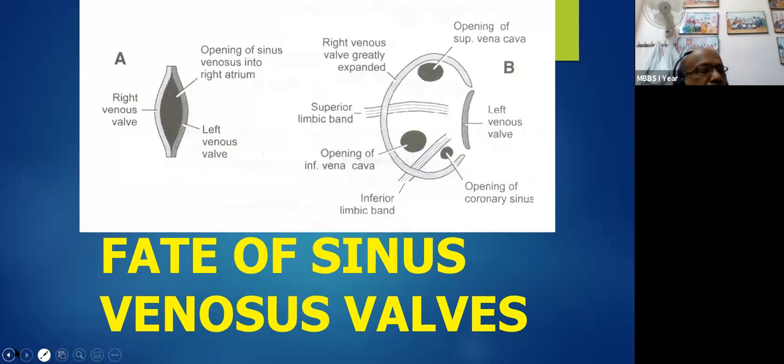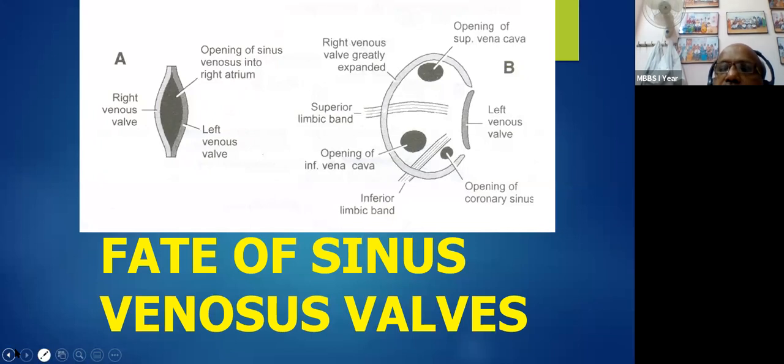Yes, crista terminalis. On the inner surface, you will have an elevation completely separating the anterior rough part and the posterior smooth part. That is called the crista terminalis. Sorry, that elevation is on the inner aspect. On the outer aspect, you will have a depression at the corresponding site, called the sulcus terminalis. Sulcus terminalis on the outer aspect, crista terminalis on the inner aspect.